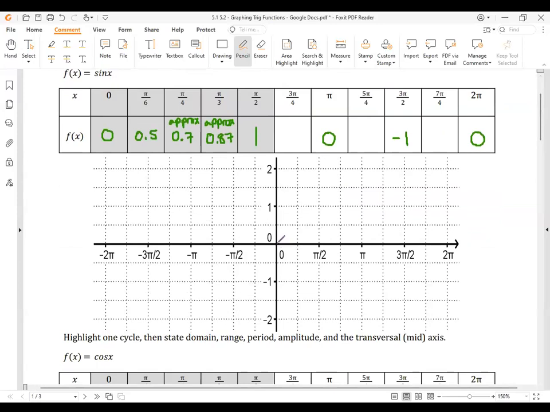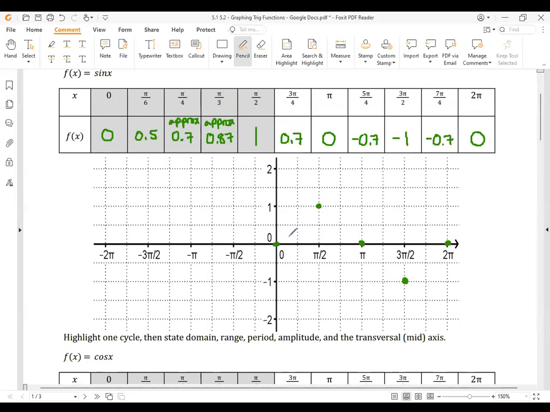I'm going to graph it. 0, 0. Pi over 2 is 1. Pi back at 0. 3 pi over 2 is -1. And back at 2 pi. Okay. Let's see. Sine 3 pi over 4, using CAST rule, is the same as pi over 4. 5 pi over 4 using CAST rule is negative pi over 4. And this would be, again, negative pi over 4.